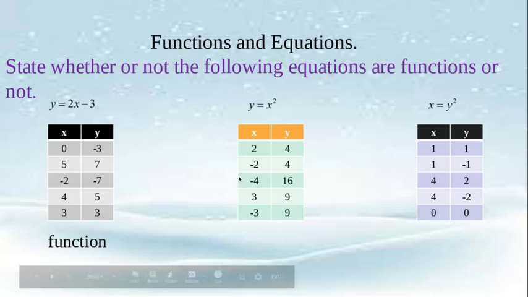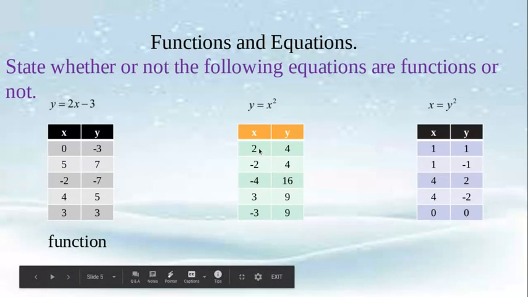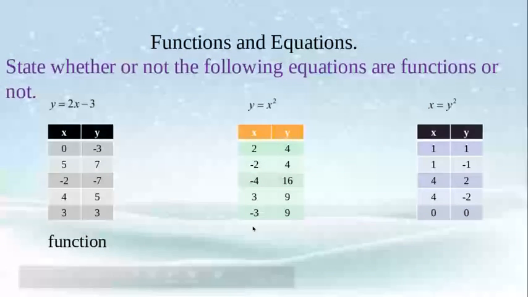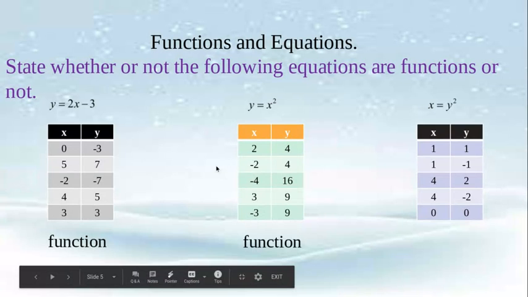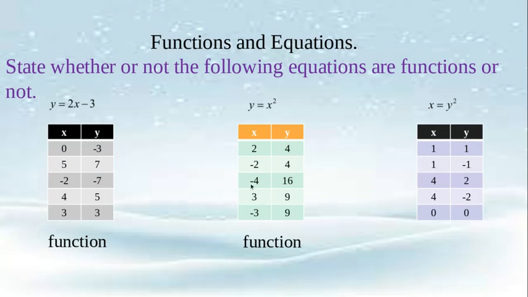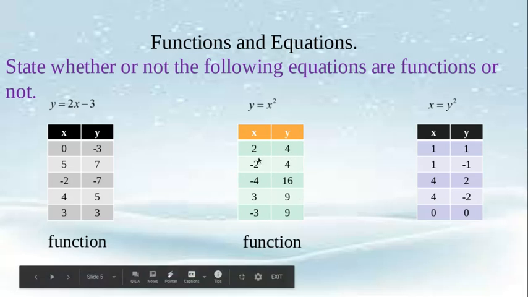All right, look at the middle table. Positive 2, negative 2, negative 4, positive 3, negative 3. It is a function. Why? None of these repeat. Doesn't matter that I got two 4s here. Nobody cares. Y's don't matter. The x's are all that matters. All the x's are different, so it's a function.